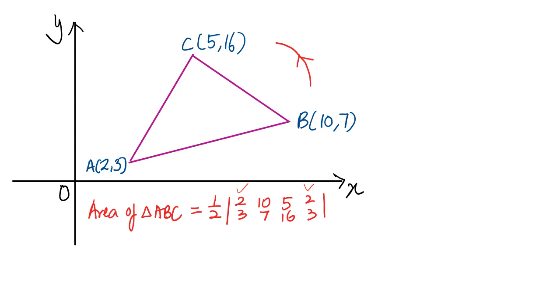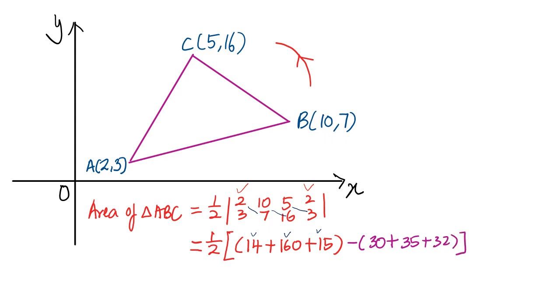All right, so what's the next step? So the next step is, yes, you have the half there. All right, so you take 2 times 7 plus 10 times 16, that gives you 160. So 2 times 7, you just use your calculator to get 14. 10 times 16, 160. 5 times 3, 15. All right, and then you minus away the other direction, which is 3 times 10 gives you 30. 7 times 5 gives you 35. 16 times 2 gives you 32.